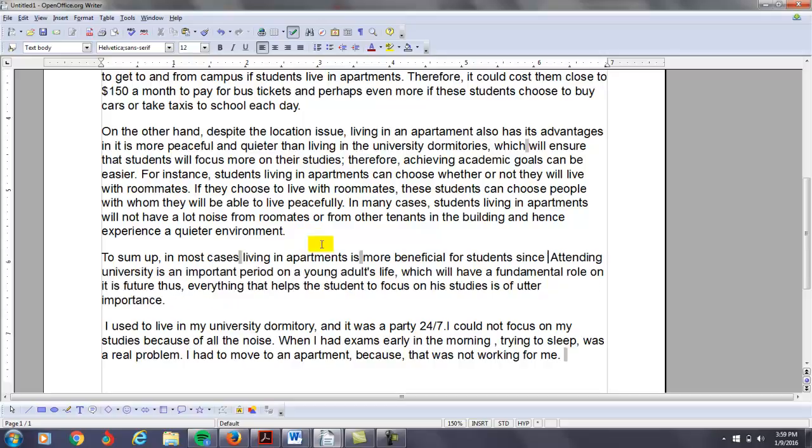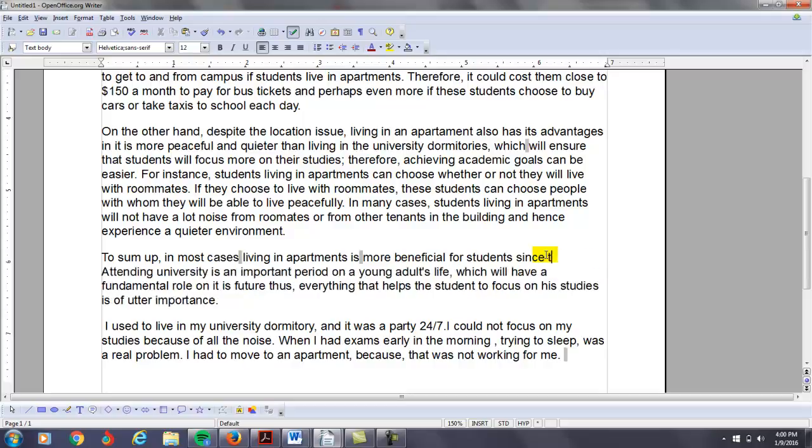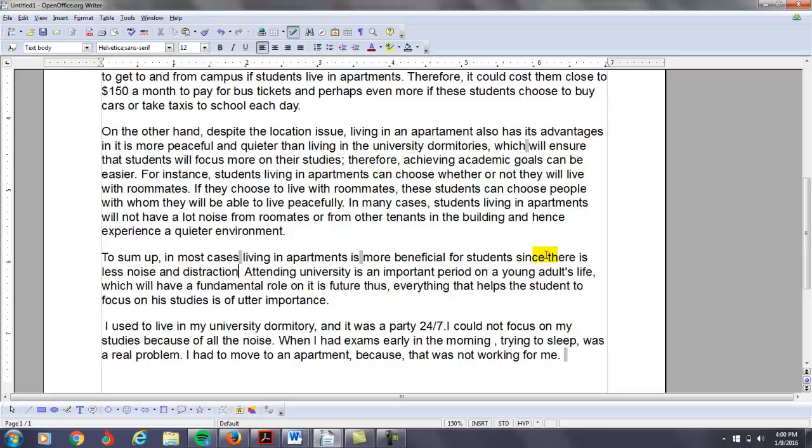Now what do we have to do here? We have to look at what you have here, right? I'm going to tie in your personal example here. I need to tie this in, and I want to make sure that my topic sentence here kind of alludes to it. So we have, to sum up, in most cases, living in apartments is more beneficial for students since less noise and distraction.